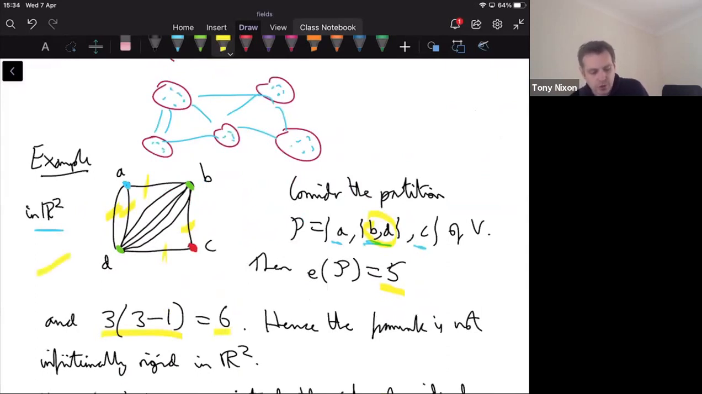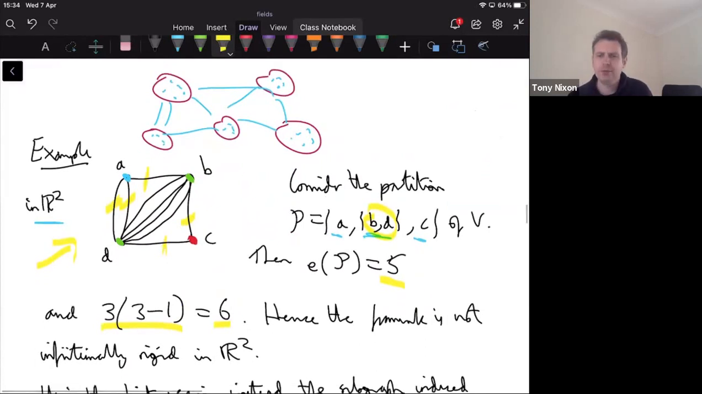this framework is not infinitesimally rigid if you draw out the framework of this multigraph. Okay. In this particular example, it was also easy to see it a different way because there were 4 parallel edges between B and D.